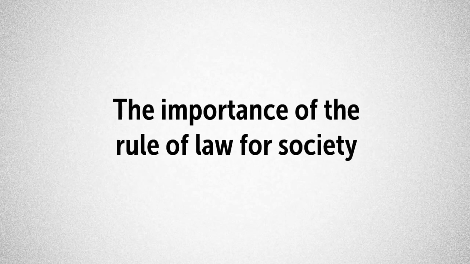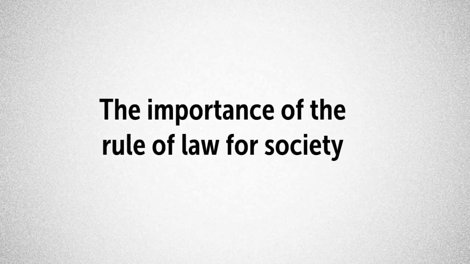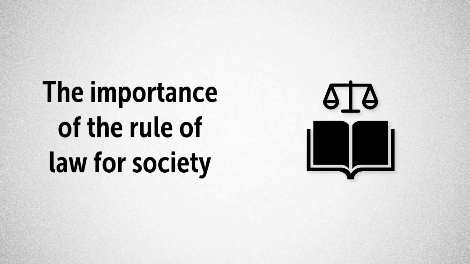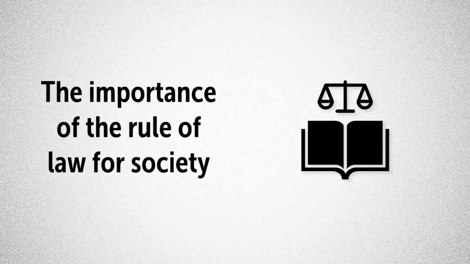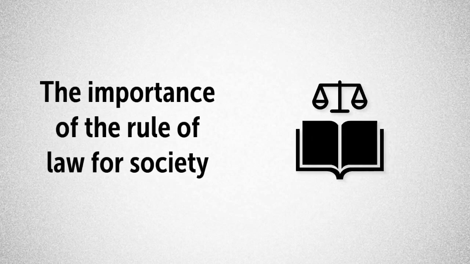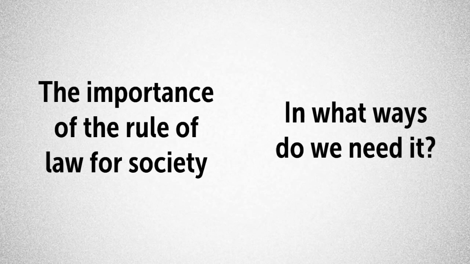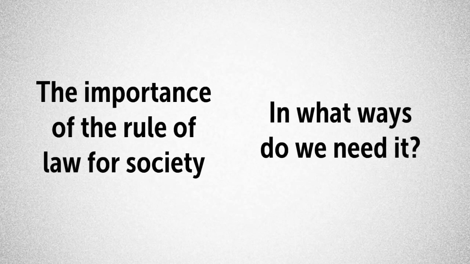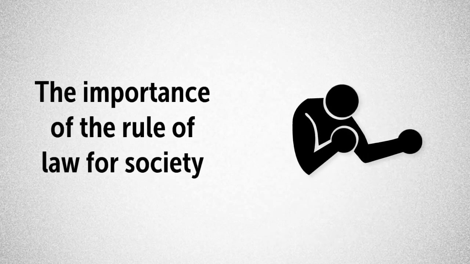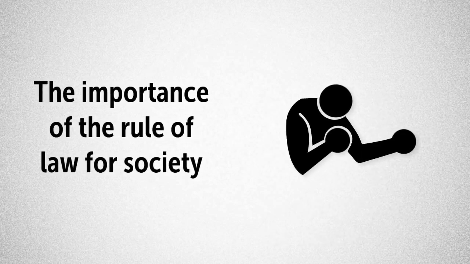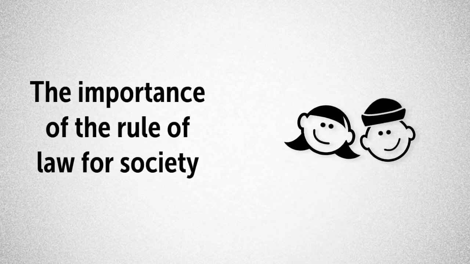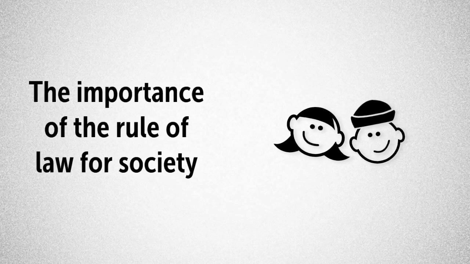Next, we have the importance of the rule of law for society. Remember, the rule of law is the concept that there are well-established and set out laws which apply to absolutely everyone in society. A helpful question when you're thinking about the theme of the rule of law in society is, in what ways do we need it? Remember, before the rule of law, it used to be might is right. Whoever was the most powerful was able to do whatever they wanted. So ultimately, the rule of law protects the vulnerable in society.